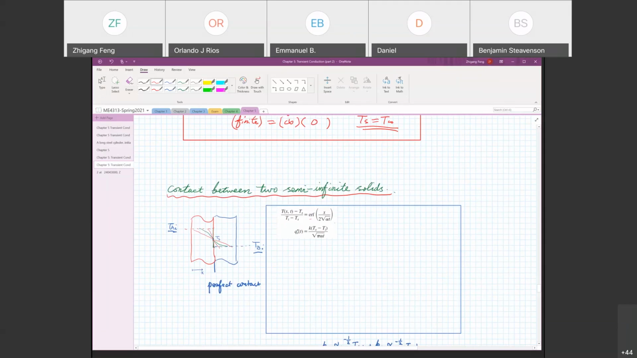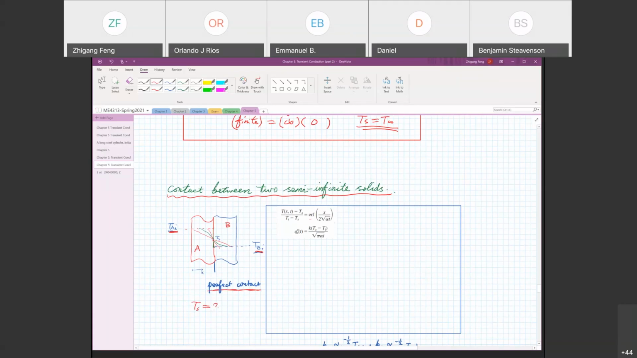very large solids. So suppose we have two large solids. One is A with the initial temperature T sub Ai. So that's solid A. The other is solid B with the initial temperature T sub Bi. And we place them together to create a perfect contact. So we neglect any contact resistance. And we want to know what's the temperature at this interface.